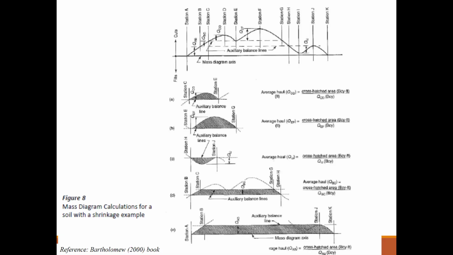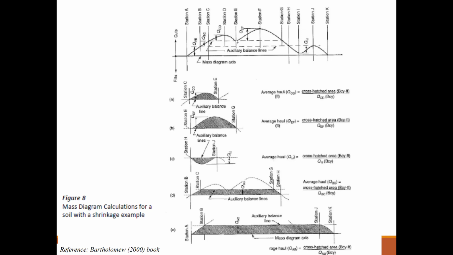Average haul distance, if you look up there, this is the mass diagram. If we are trying to compute an average haul distance, we are trying to figure out two major things. One would be the cross-hatched area of the station in the section that we're interested in. Remember, we talked before about moving the cut from, for example, the one you see up here, from station CD to station DE.